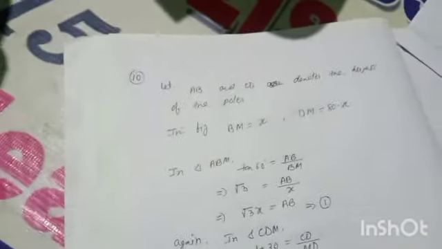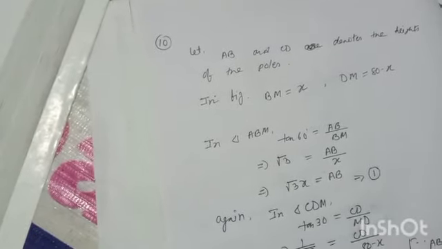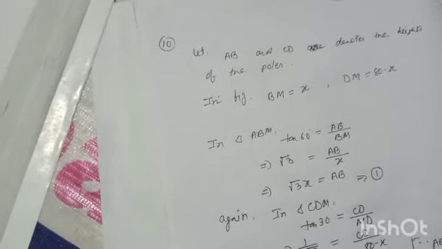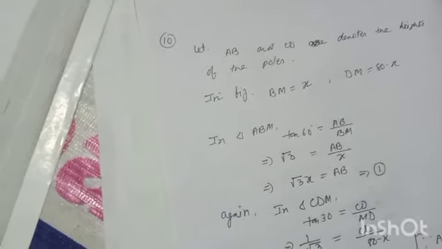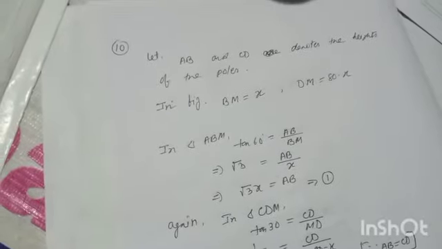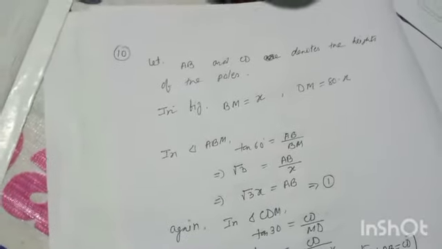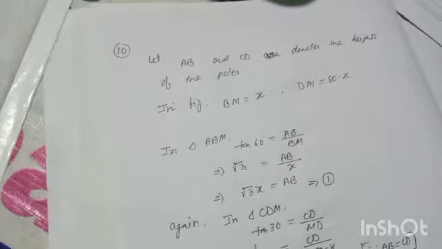Question number 10, if you see the question, it is given here. Two poles of equal heights are standing opposite each other on either side of the road, which is 80 meters wide. From a point between them on the road, the angles of elevation of the top of the poles are 60 degree and 30 degree respectively. Find the height of the poles and the distance of the point from the poles. First of all, you need to understand the question.